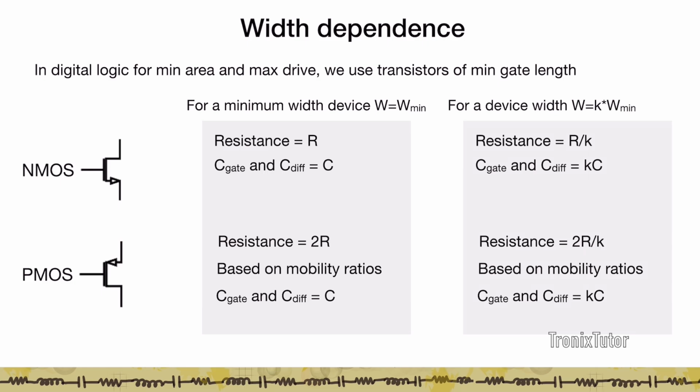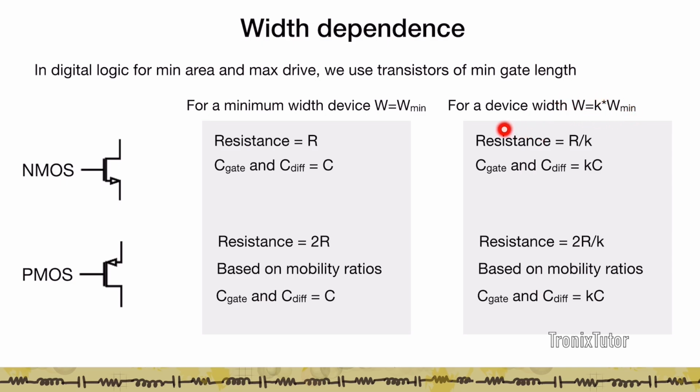Now let's assume that we have created another NMOS whose width is K times the minimum width. So in many current technologies, this K is a whole number. In older technologies, this K can be any real number. So now if you look at the NMOS, when you increase the width of the NMOS, for the same voltage, the current in the NMOS is going to go up, right? And the current roughly goes as the same proportional to the width of the NMOS. So if I double the NMOS width, the current is going to double. If I triple the NMOS width, the current is going to triple.